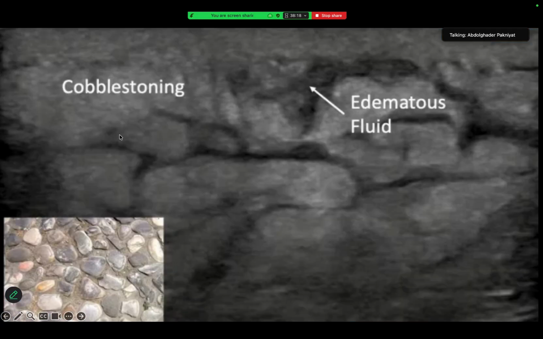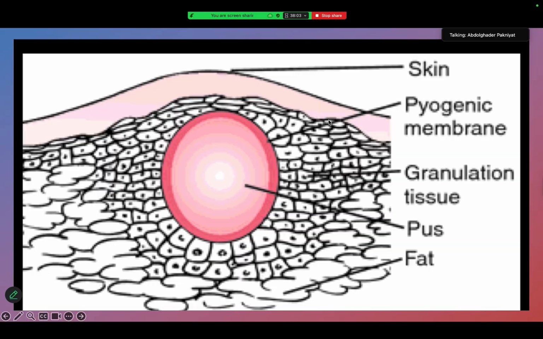And here, the appearance of typical cobblestoning. You can see here fluid accumulation and fat lobules, and the fluid just separates the fat lobules. It's a typical case of cobblestoning. So talking about cellulitis, we look for skin thickening, whether we can differentiate the layers or not, and also cobblestoning and fluid accumulation in the subcutaneous layer. So let's go for abscess.